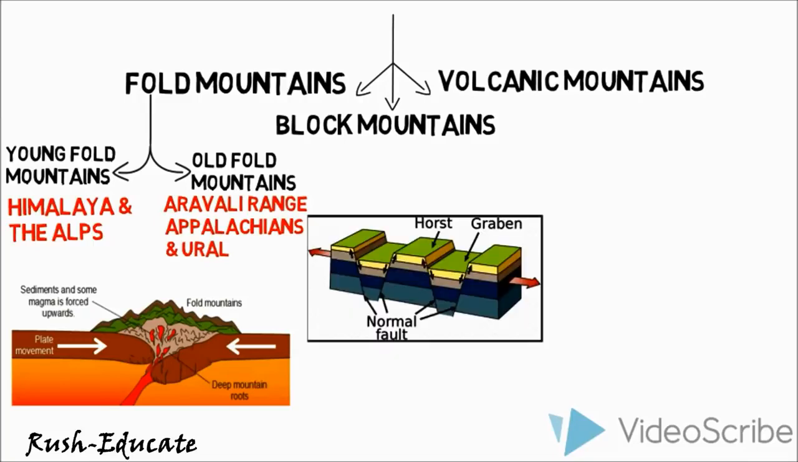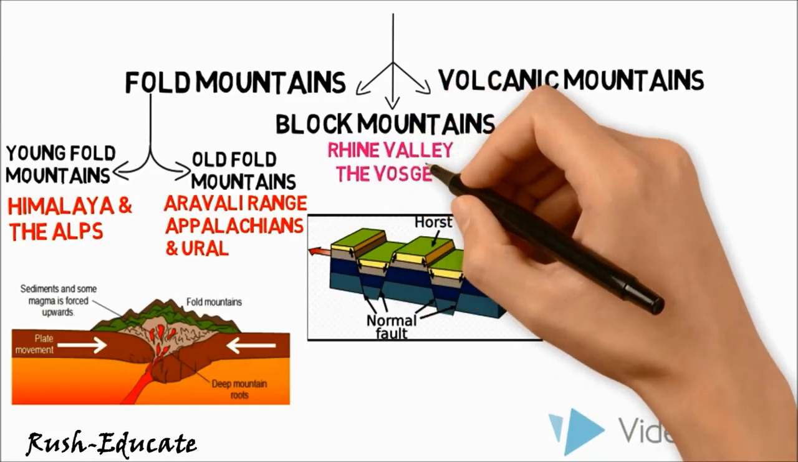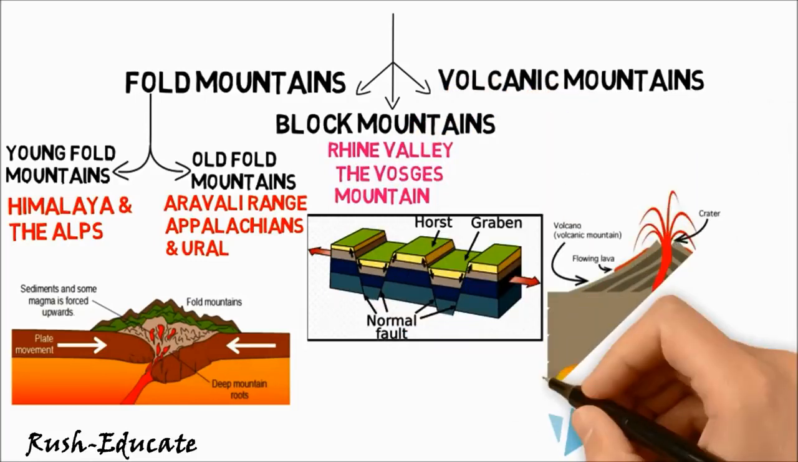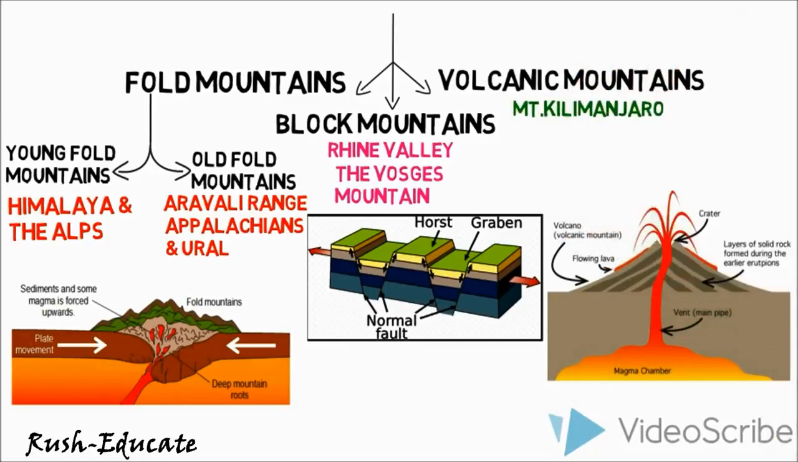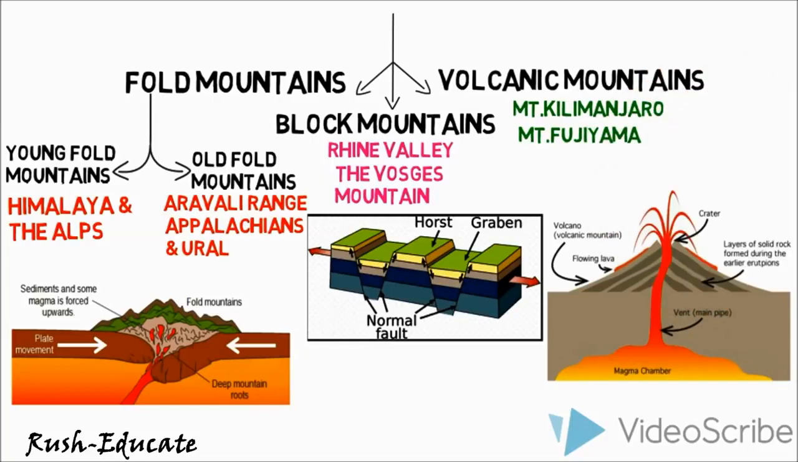Block mountains are created when large areas are broken and displaced vertically. The uplifted blocks are termed as horsts, and the lowered blocks are called graben. The Rhine Valley and the Vosges Mountain in Europe are examples of such mountain systems. Volcanic mountains are formed due to volcanic activity. Mount Kilimanjaro in Africa and Mount Fujiyama in Japan are examples of such mountains.